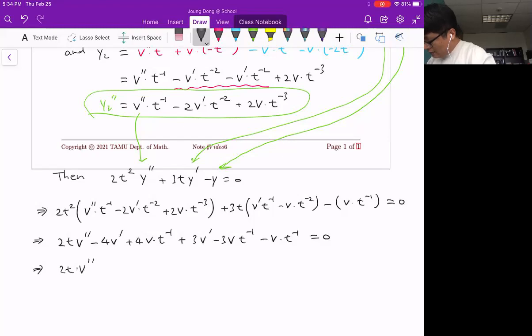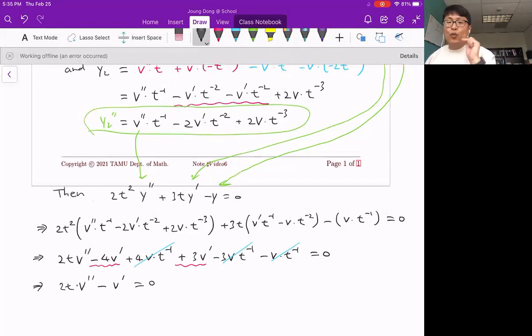And then let's see. Can you see this one? Minus 4 v prime and plus 3 v prime, which is negative v prime. And then 4 v t to the minus 1, minus 3, and minus 1. These are gone, right? And that's it. That equals 0. Again, we are trying to find v, okay?